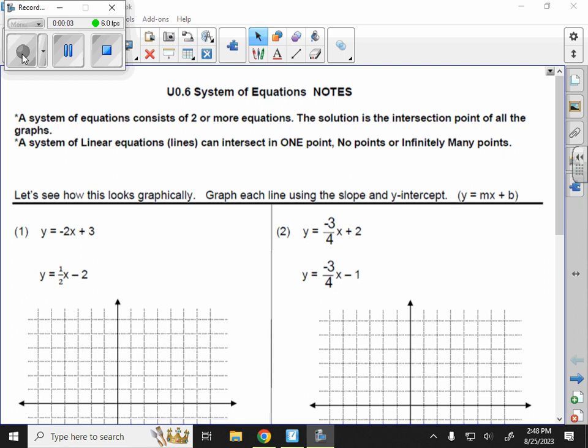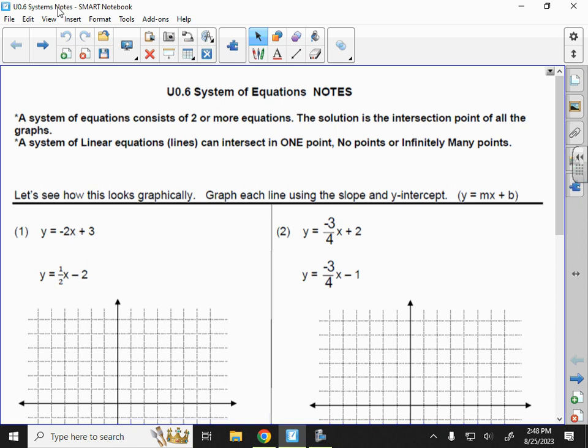All right, Algebra 2. We're going to go ahead and look at a system of equations and solving them. So a system consists of at least two equations. You could have three equations or more. And we're trying to find out if we were to graph all the equations on a graph, where would they intersect? Okay, so they all have to intersect at a certain point.